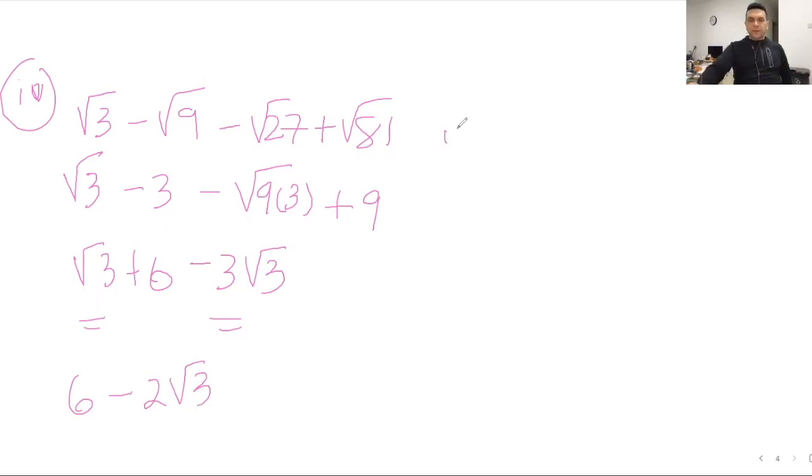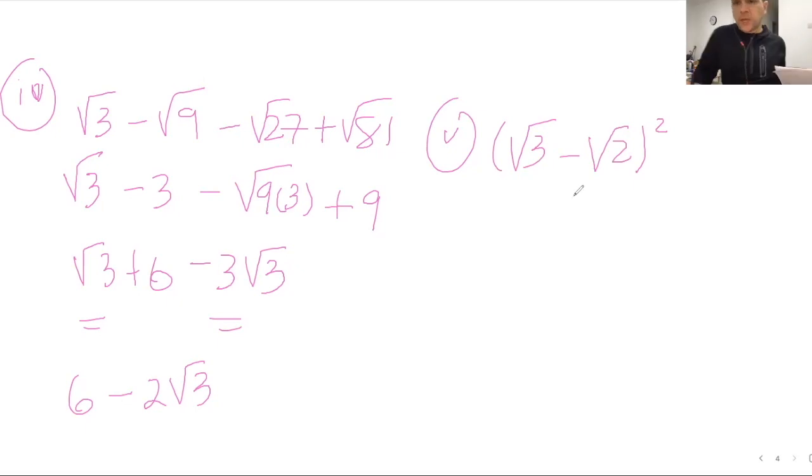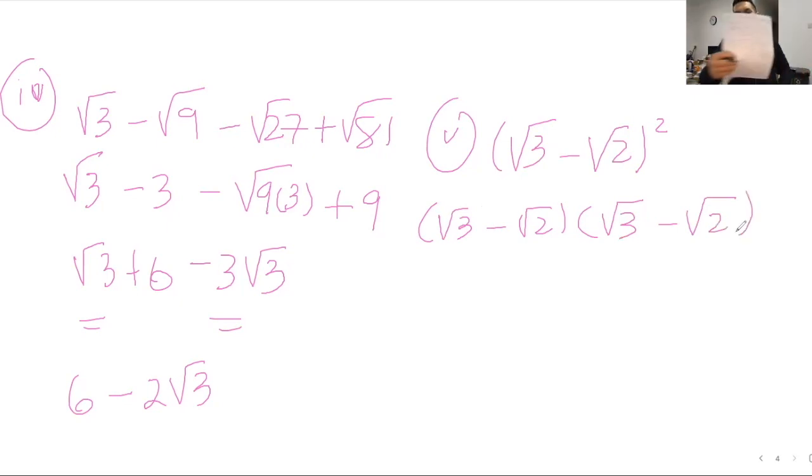Number 5. We have the square root of 3 minus the square root of 2, and all of this being squared. So the same expression twice, so we have to multiply this times this.